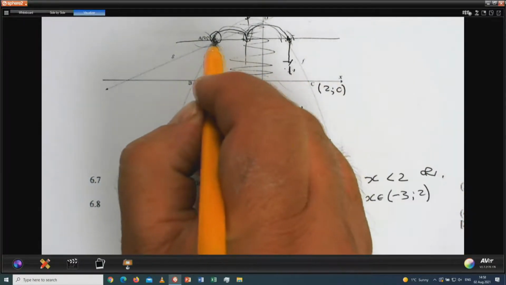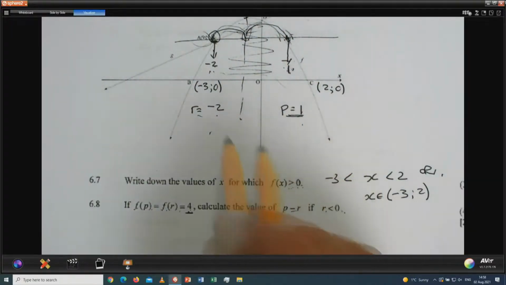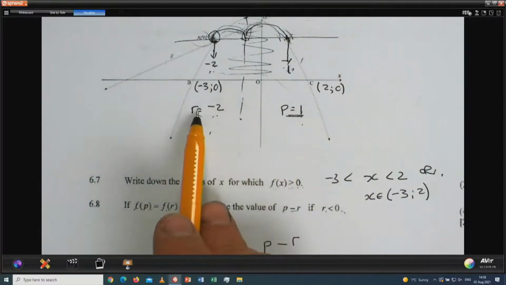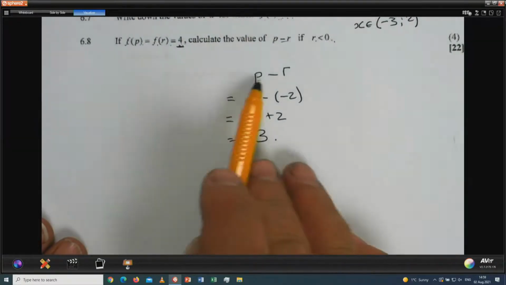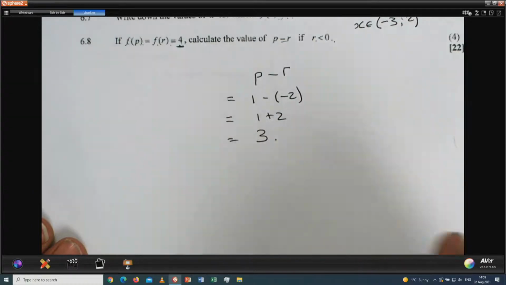Remember, this y value here is 4. So p minus r is 1 minus negative 2, which gives you a value of 3. P minus r, p is 1, r is negative 2, so it gives you a value of 3.